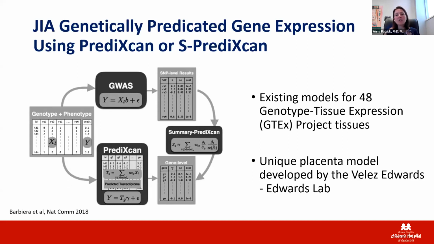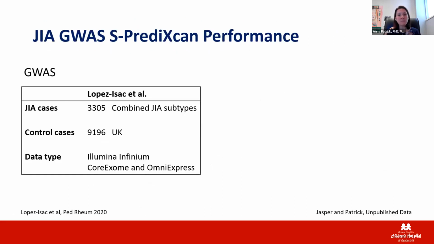S-PrediXcan is a meta-analysis approach that conducts the PrediXcan test using genotype association summary statistics, rather than performing the tests on individual level data. In our study, we used summary statistics from GWAS studies. We also utilized existing models for 48 relevant tissues from the Genotype-Tissue Expression Project and a unique placenta model that was developed by the Velez Edwards lab at VUMC. We tested the association between gene expression levels and JI in the 48 tissues and the placenta.